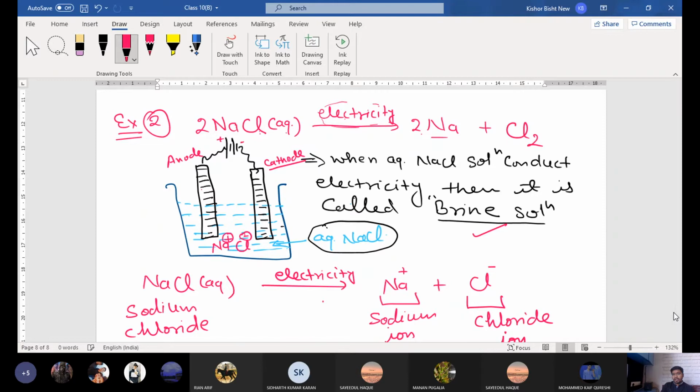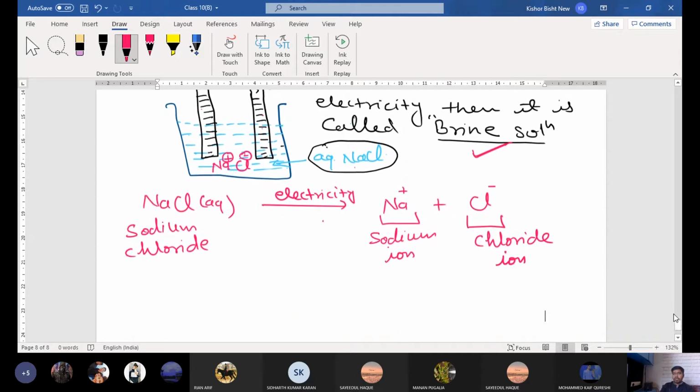We have taken the 2 graphite rods, and we have taken the aqueous NaCl solution, and it is connected with the battery. The positive part of the battery is connected to the anode, and the other part of the battery is connected to the electrode that is called the cathode. After that, the main point is: what is the brine solution? Whenever an aqueous solution of NaCl conducts the electricity, then only it is called brine solution.